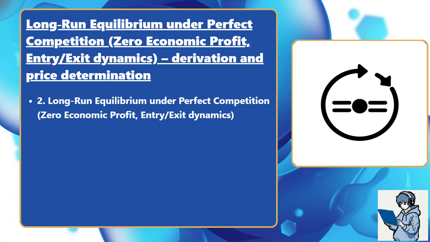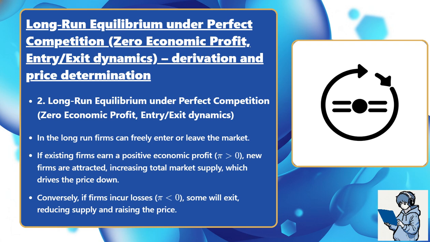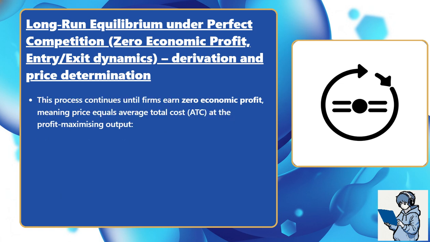2. Long-run equilibrium under perfect competition, zero economic profit, entry/exit dynamics. In the long run, firms can freely enter or leave the market. If existing firms earn a positive economic profit, pi greater than 0, new firms are attracted, increasing total market supply, which drives the price down. Conversely, if firms incur losses, pi less than 0, some will exit, reducing supply and raising the price. This process continues until firms earn zero economic profit, meaning price equals average total cost, ATC, at the profit maximizing output. P equals ATC of Q star.